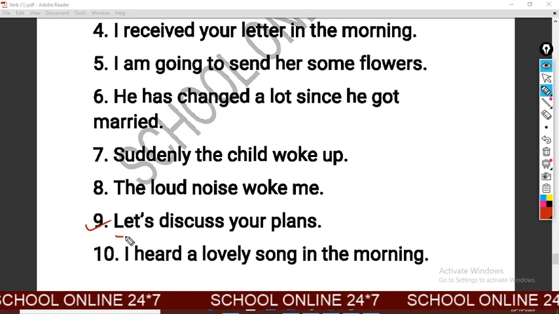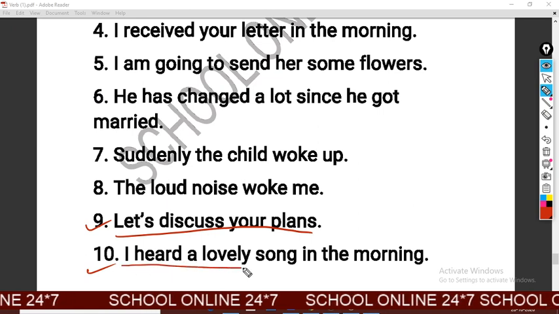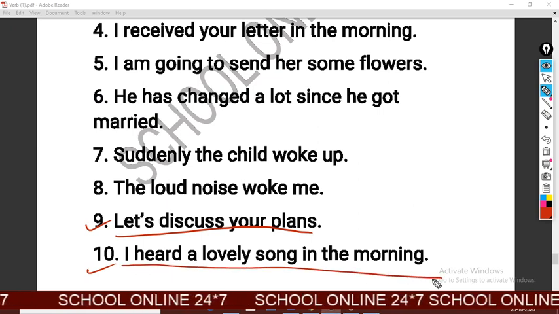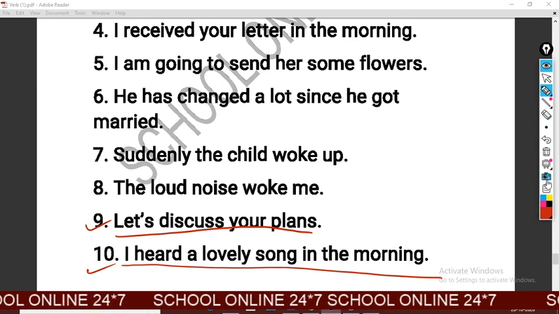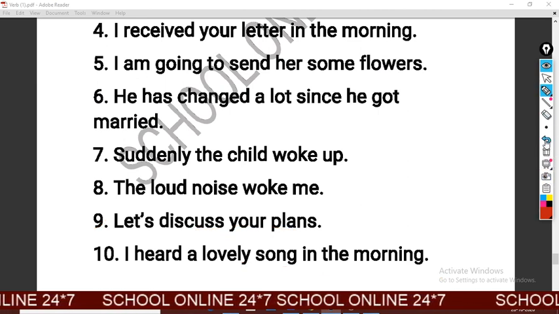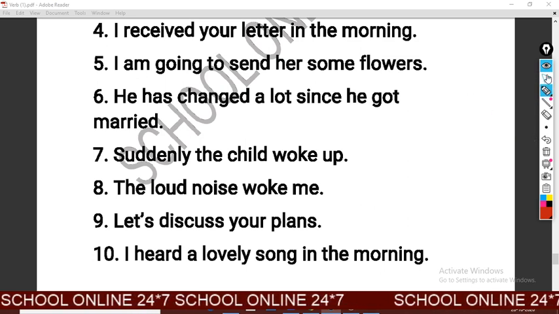Nine, let us discuss your plan. Ten, I heard a lovely song in the morning. So these are some sentences in this exercise. You all will find out transitive and intransitive verbs in these sentences.